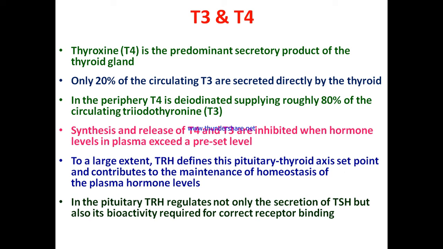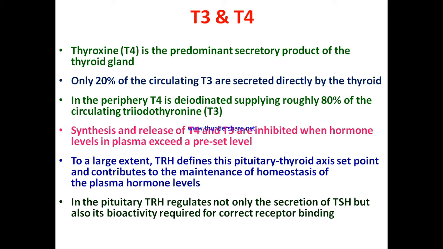T3 and T4. Thyroxine, T4, is the predominant secretory product of the thyroid gland. Only 20% of the circulating T3 is secreted directly by the thyroid. In the periphery, T4 is deiodinated, supplying roughly 80% of the circulating triiodothyronine. Synthesis and release of T4 and T3 are inhibited when hormone levels in plasma exceed a preset level. So, sort of a negative feedback mechanism.